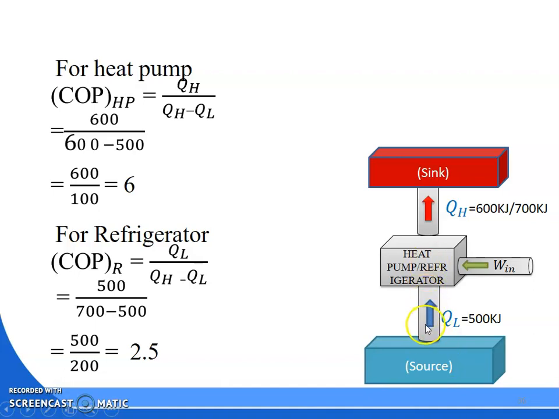Where will it receive? That is your source. So from where will it receive? Low temperature. So QL must be your 500. What is your QH? Heat rejected to the surrounding, heat rejected to the room, that is QH is equal to 600. So 600 by 600 minus 500, that will become 6.